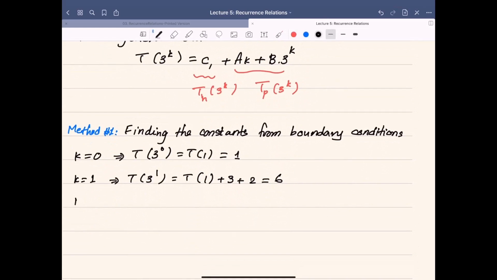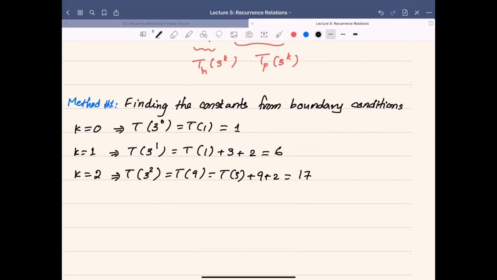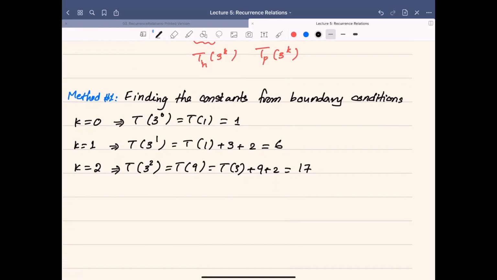Now for the next value, because we need 3 values, it will be T 3 raised to power 2, which is equal to T9. And T9 is equal to T3 plus 9 plus 2, which is equal to 17. Because T3 is 6, 6 plus 9 is 15, plus 2 is 17. So we found 3 values. Now we need to find a system of equations.